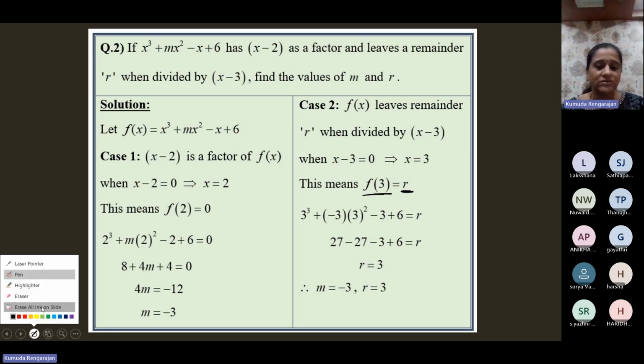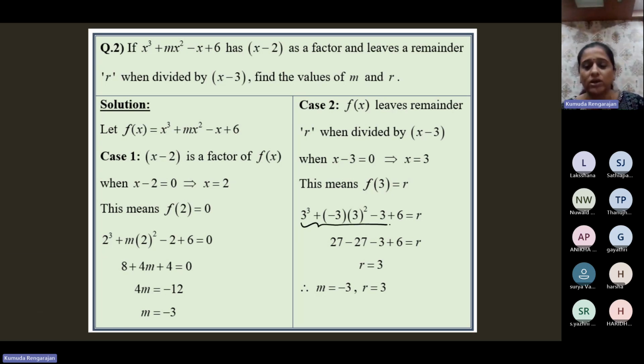So f of 3 means this one. In the polynomial f of x, wherever there is x, use 3. So this is equal to r. Okay, so on working this, you find r is equal to 3. So the value of m is minus 3 and r is 3. I'll just explain this calculation later. You first try it by yourself, and then we'll talk about this working.